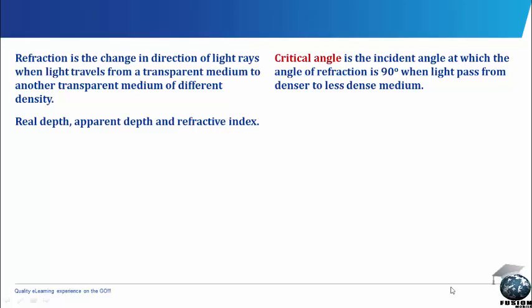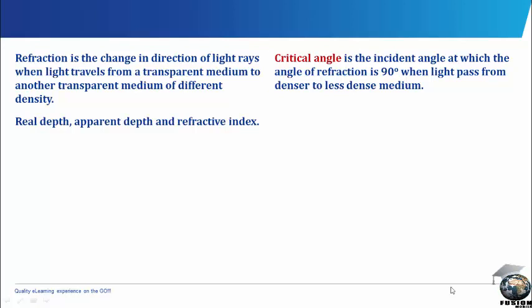It can be said to be the change in direction of light rays when light travels through the boundary of two transparent media of different densities. Now we want to take into consideration real depth, apparent depth, and refractive index.